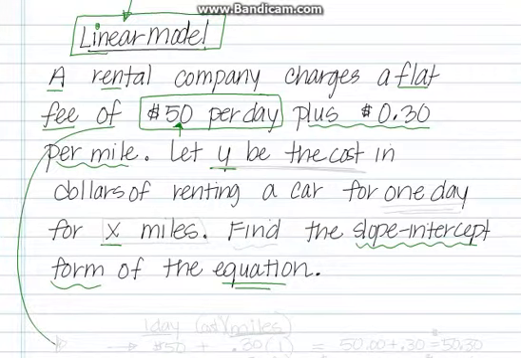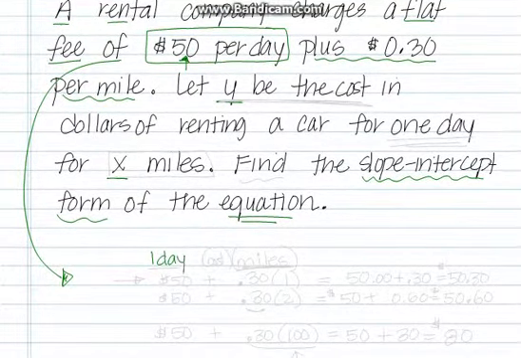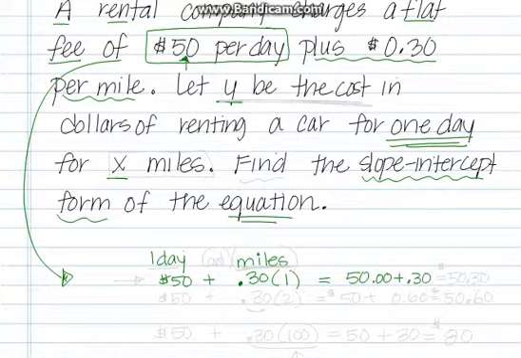I want to try and think about what that means. If we're just talking about within 1 day, which is what it says here, they're going to charge us $50 no matter what. But then based on our miles, they're going to charge us 30 cents for every mile that we go. So let's pretend for a second that we're only going to go 1 mile. That would be 30 cents times 1. So our total for that day would be $50 plus 30 cents, which is $50.30.